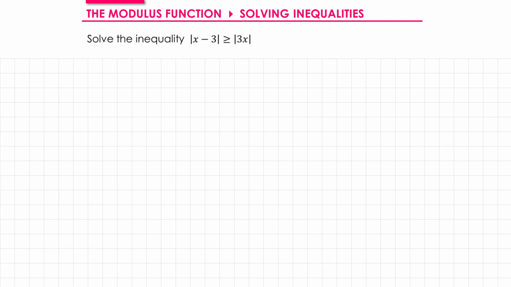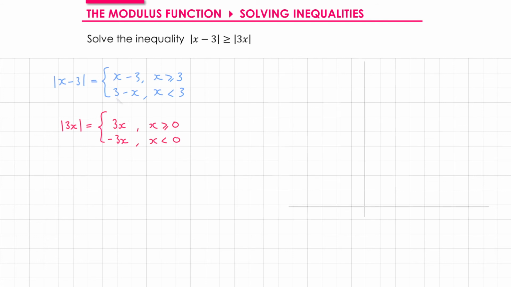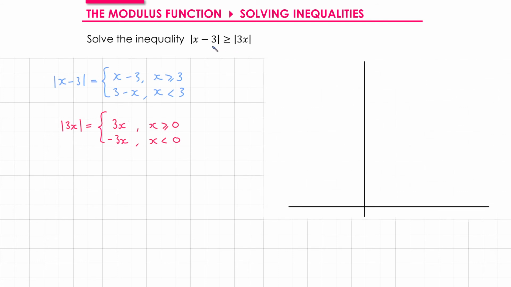So this time we need to solve the inequality mod x minus 3 is greater than or equal to mod of 3x. First of all, we'll write them both using piecewise notation. Now that we have the piecewise notation, we'll draw the graph. The graph of mod x minus 3 has a vertex at 3, and a y-intercept at 3 as well. Let's draw in the line. Let's label up the lines.